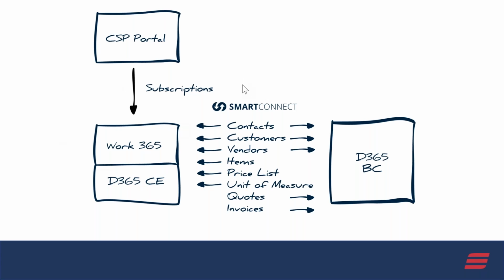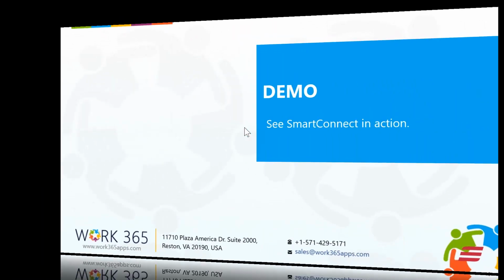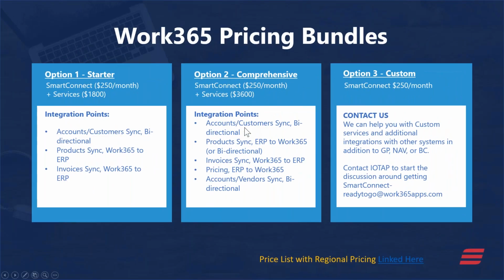Okay, great. So with SmartConnect, again, we've done a few different implementations of it across different CSPs, and we've come up with a few different pricing bundles with IoTap who we work with on this. So obviously, to use SmartConnect, we have a per month price on there. At this point, it's $250 per month. That's our entry level that allows you to have two connections.